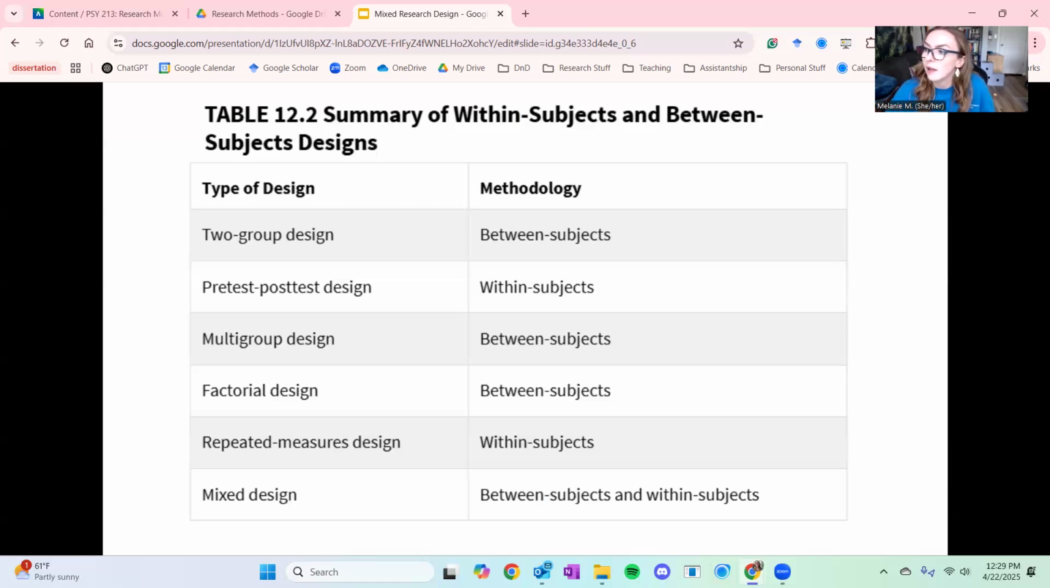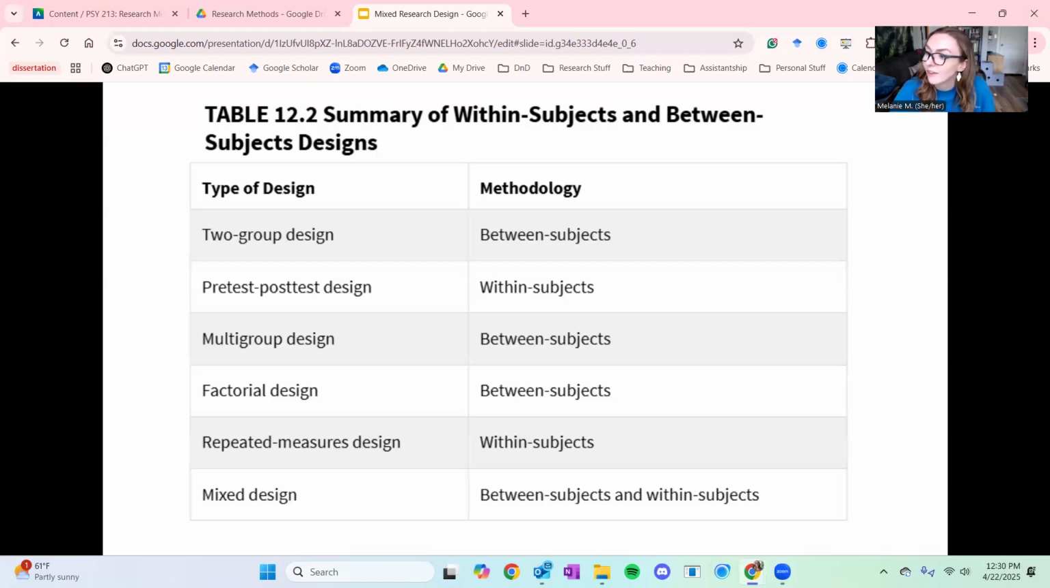Simple, two. The pre-post test design is within subjects, and this is where the same participants are being measured before and after some sort of intervention. And since all participants go through both stages, it's considered that within subject design type. We then have a multi-group design, and this is also between subjects. This is kind of like the two-group design, but with more than two levels. So here we might have 3, 4, or more conditions that all participants are assigned to only one level of.